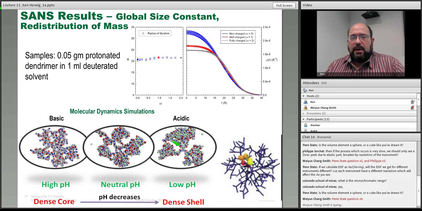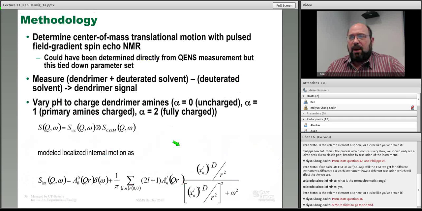And if I go on now to a quasi-elastic experiment, I'm going to use my same model for the local diffusion of the arms, but now I have to account also for the fact that the center of mass can diffuse in the solvent. It's no longer just a powder. And so now I've got two contributions: the internal motion of the dendrimer arms convoluted with the center of mass motion of the dendrimer as a whole in the solvent.